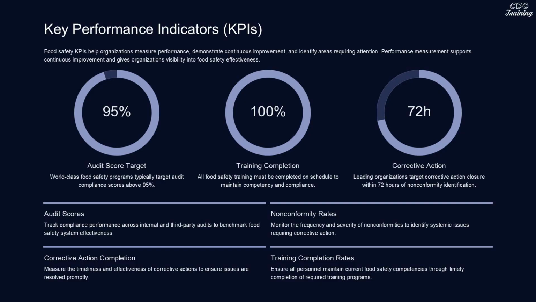Corrective action: leading organizations target corrective actions within 72 hours of nonconformity identification. Audit scores: compare internal and third-party audits to benchmark food safety compliance. Nonconformity rates: monitor the frequency and severity of nonconformities to identify systemic issues and resolve them. Corrective action completion: measure the timeliness of corrective actions to ensure issues are resolved rapidly. Training completion rates: ensure all personnel maintain current food safety competencies through timely completion of required training programs.